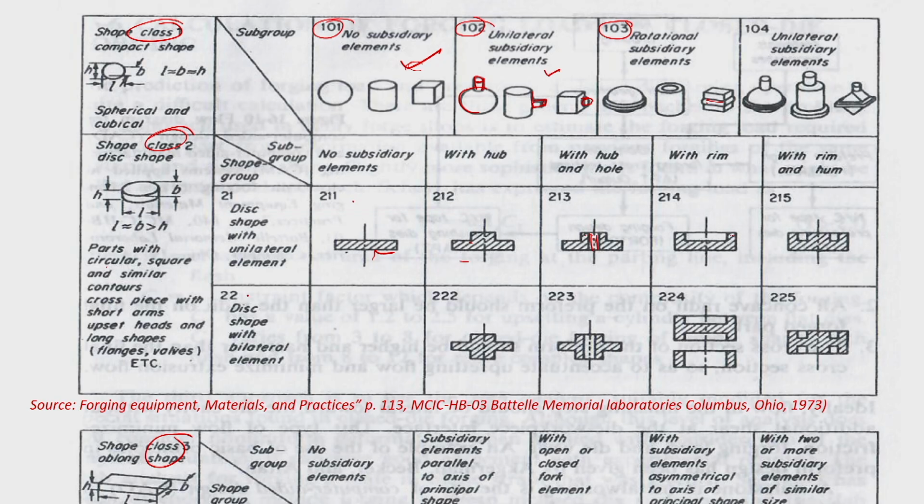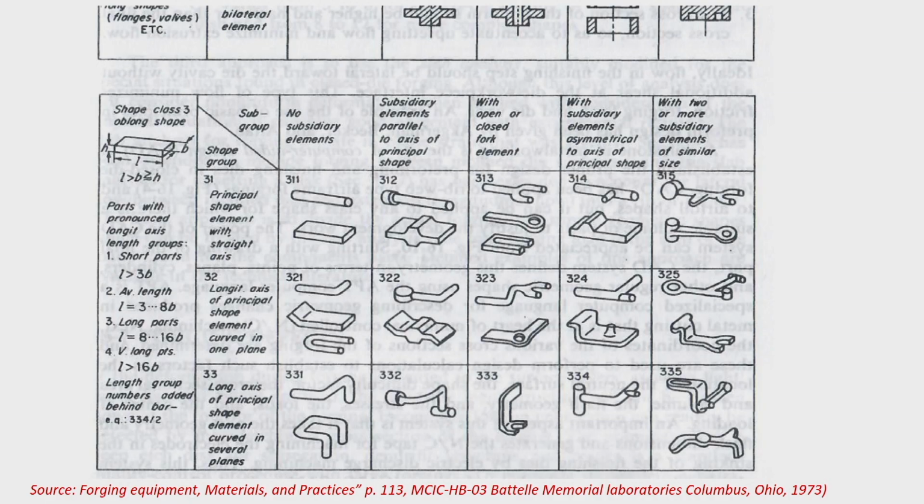Similarly, when you come to this 22, the disc shape with bilateral elements, here it is a unilateral element, but with bilateral elements, maybe a hub is there on both sides, that is again complex, and a hub and a hole and a rim which is there on both the sides. So, here this complexity still increases. In this classification, examples are flanges and valves.